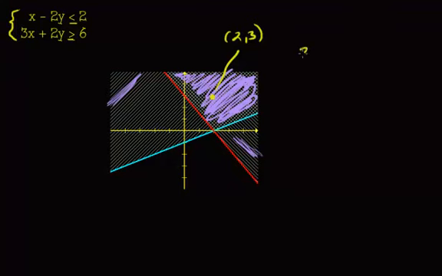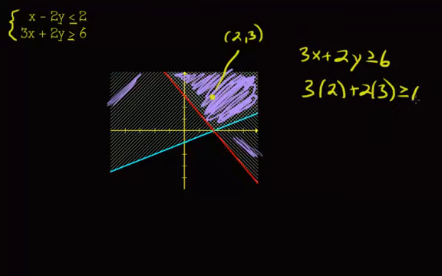So it was 3x plus 2y greater than or equal to 6. So that's 3 times 2 plus 2 times 3. Is that true? Is that greater than or equal to 6? Well, this is a 6, so that's 12 greater than or equal to 6, and that is also true. So that means that this point works for both.